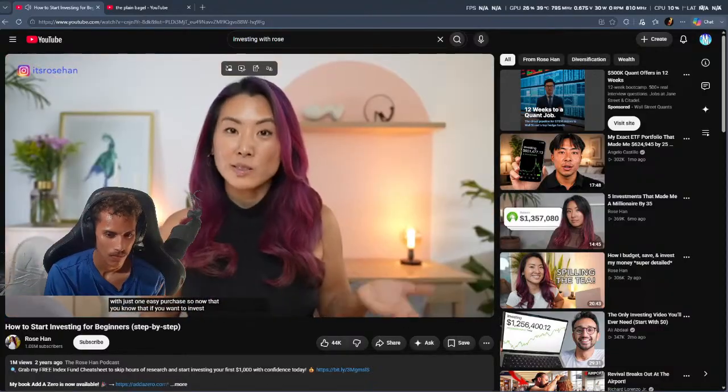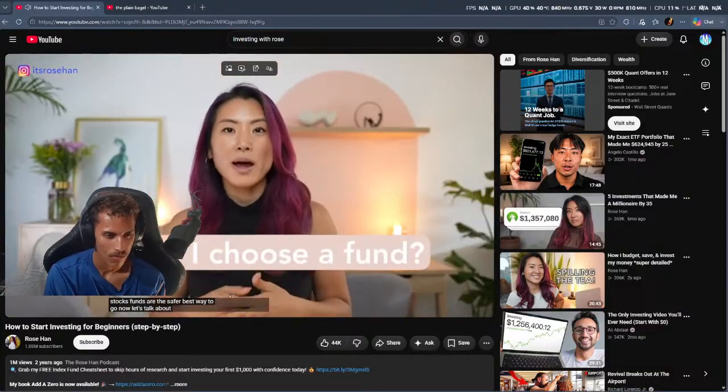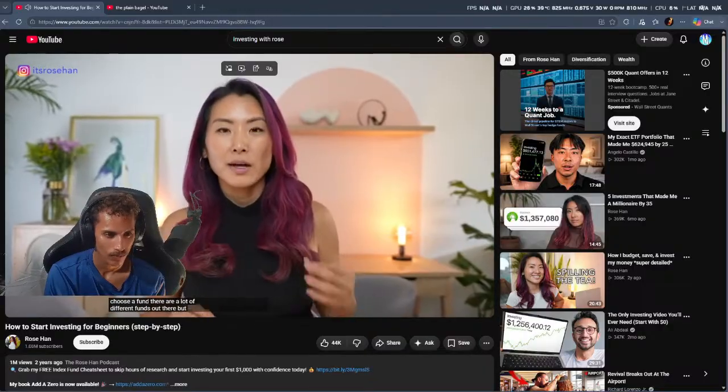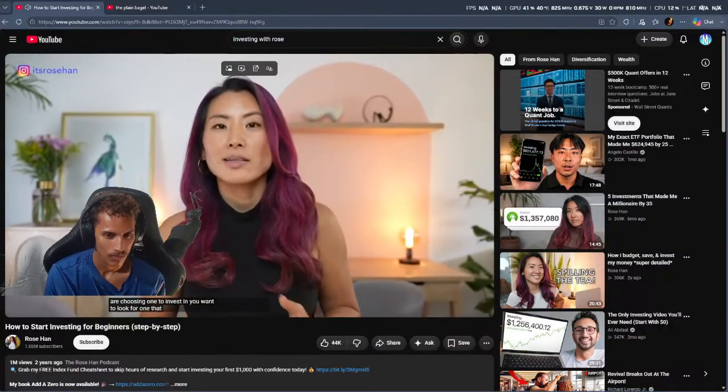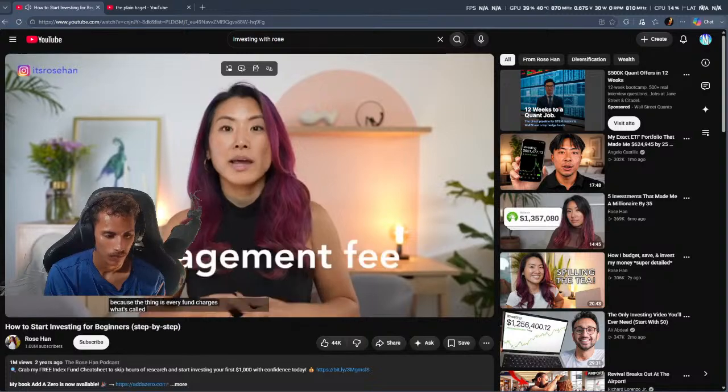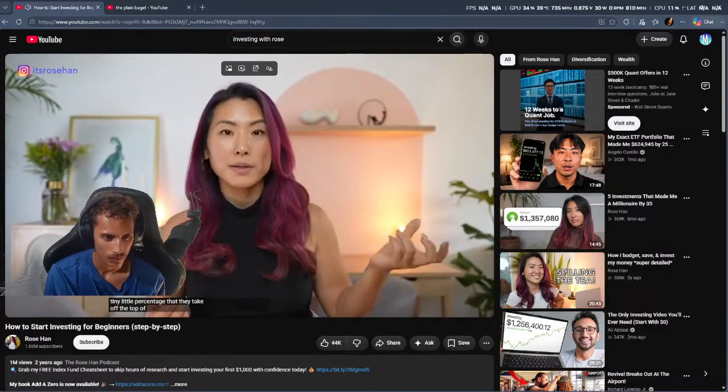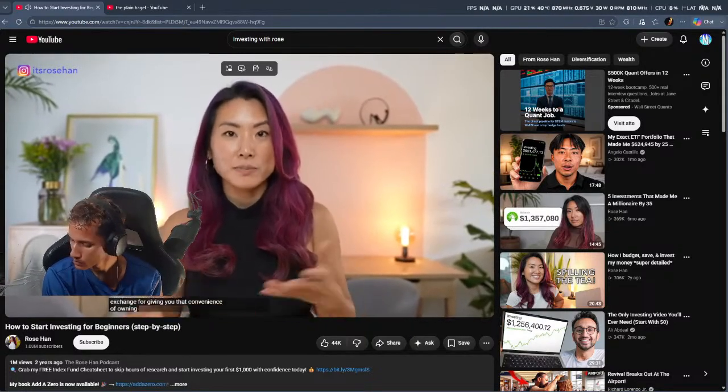So now that you know that if you want to invest in stocks, funds are the safer, best way to go, let's talk about how to actually choose a fund. There are a lot of different funds out there, but when you are choosing one to invest in, you want to look for one that has low fees. Because the thing is, every fund charges what's called a management fee. It's a tiny little percentage that they take off the top of your investment in exchange for giving you that convenience of owning all the stocks in one easy purchase.